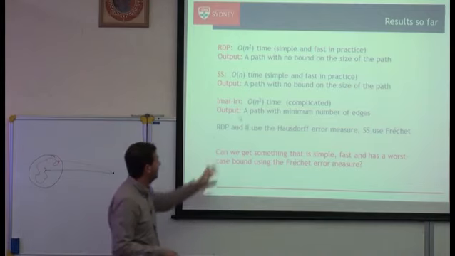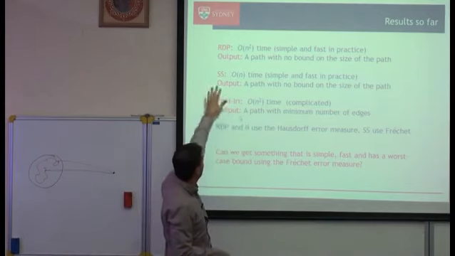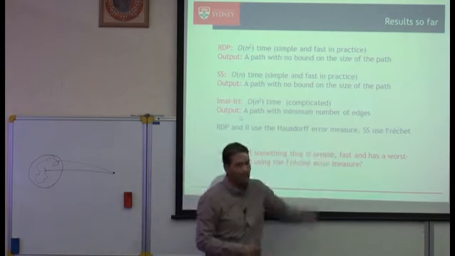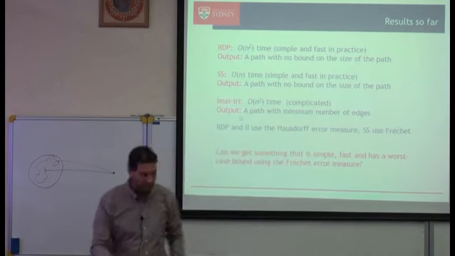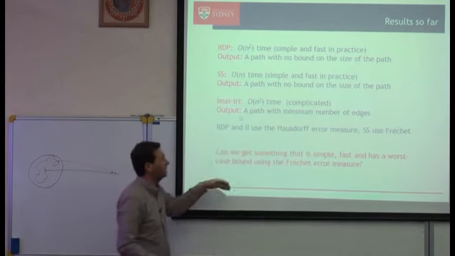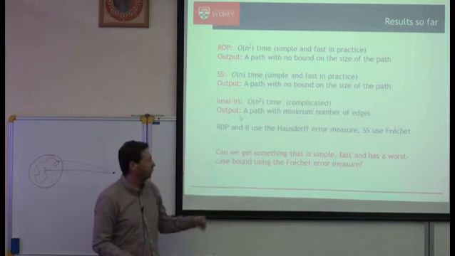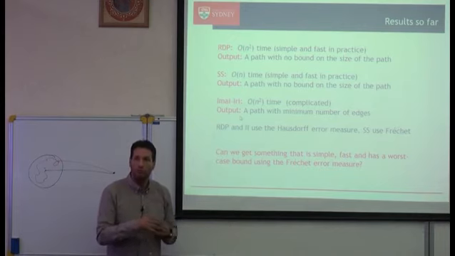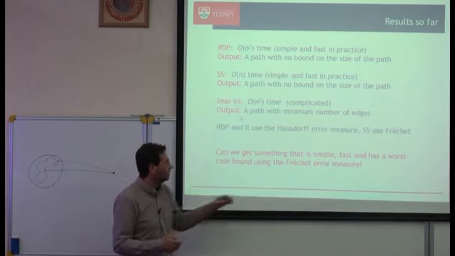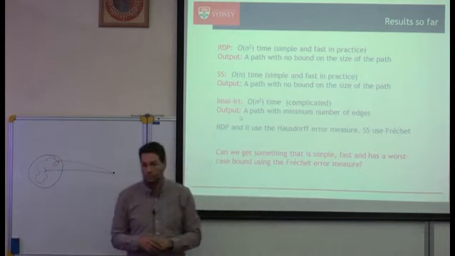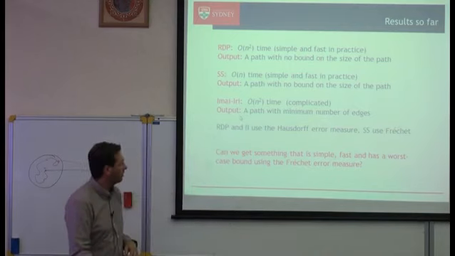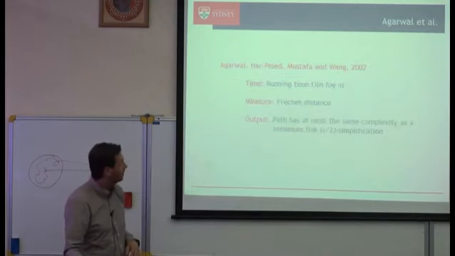Okay. So again, this one and the top one use the Hausdorff distance, and the middle one uses the Fréchet distance. So can we get something that is simple, fast, and has a worst case bound on the complexity of the simplification using the Fréchet error measure? And this is what I'm going to do next.